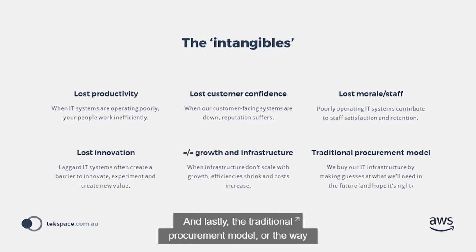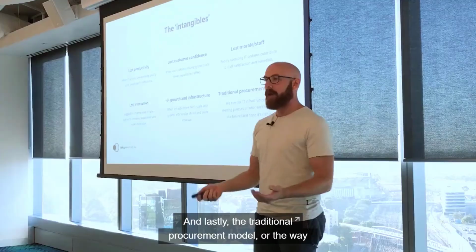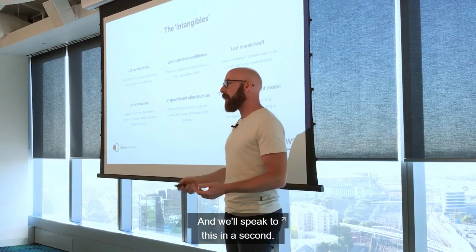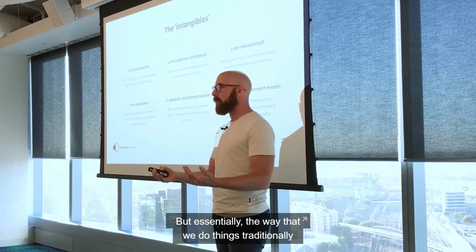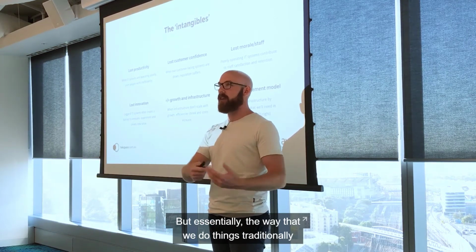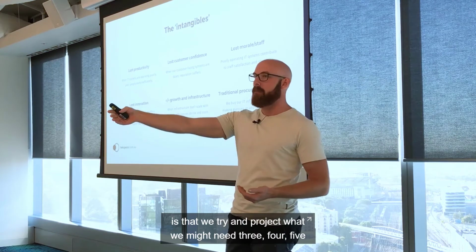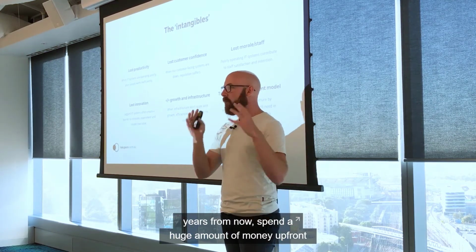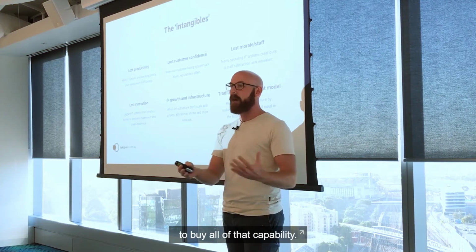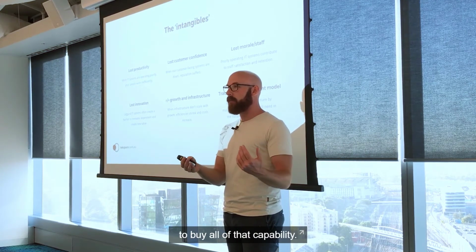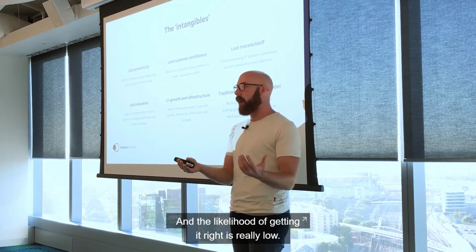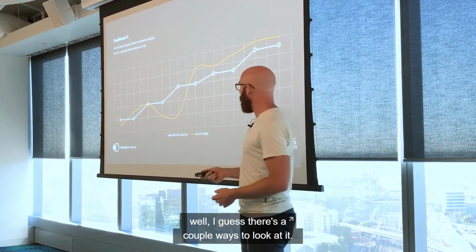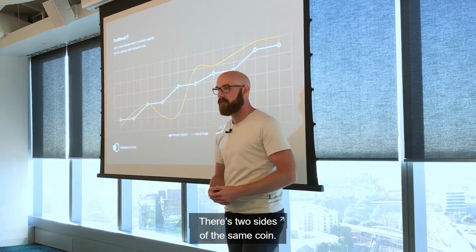And lastly, the traditional procurement model, or the way we go about buying IT. And we'll speak to this in a second, but essentially the way that we do things traditionally is that we try and project what we might need 3, 4, 5 years from now, spend a huge amount of money up front to buy all of that capability, and the likelihood of getting it right is really low. And the reason it's really low is, I guess there's a couple ways to look at it. There's two sides of the same coin.